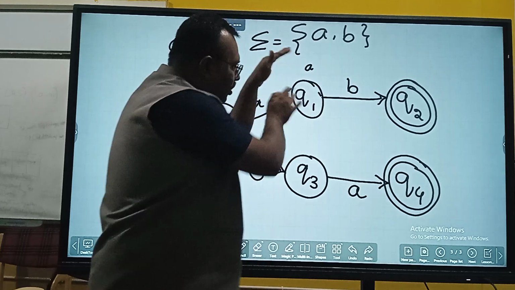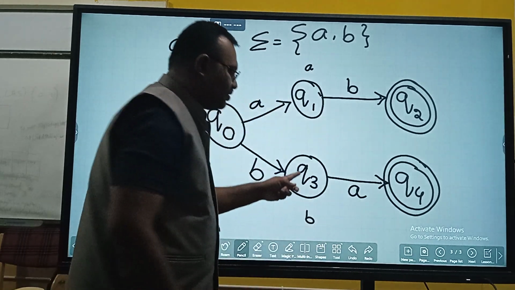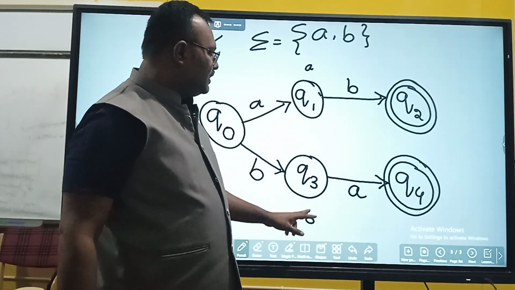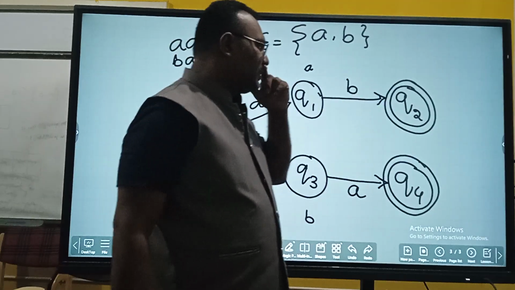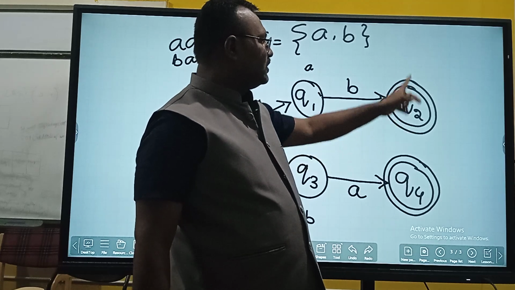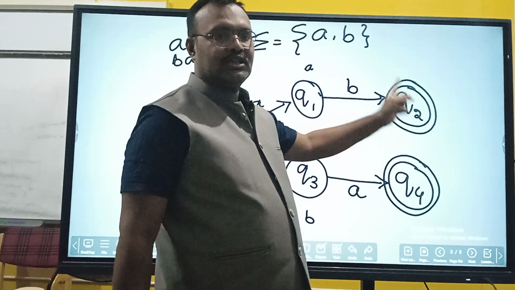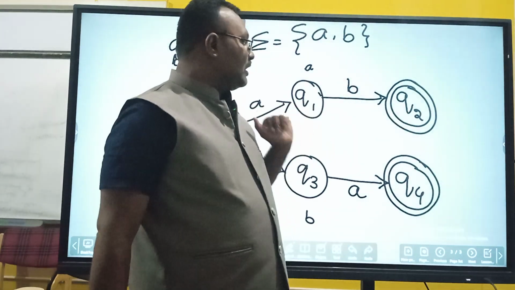For this particular state, the A transition is missing. Similarly, if I take the opposite of it, for B, what transition is missing? For Q3, the transition on B is missing. Okay, let us keep these two points in our mind and go to the next state, Q2. In Q2, you can see that there is no transition on A and there is no transition on B as well. So we need to introduce both the transitions.